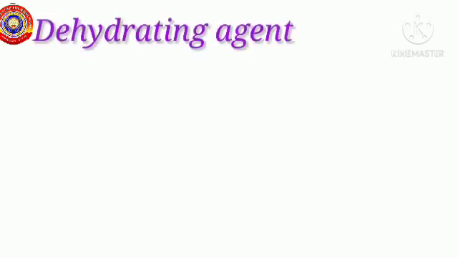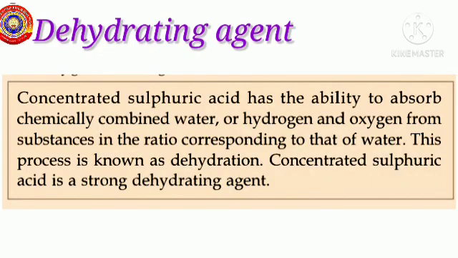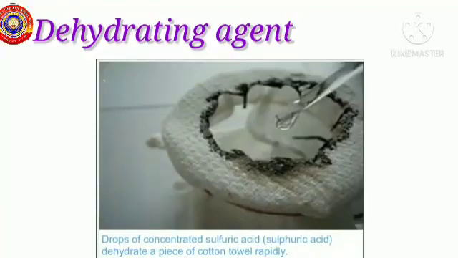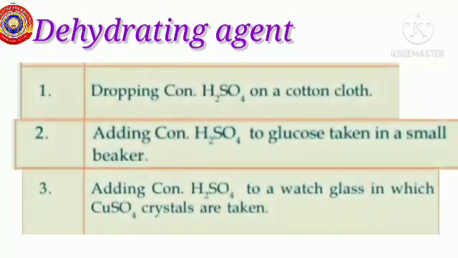Let's move on to the next chemical property. Concentrated sulfuric acid has the ability to absorb the water molecules present in a substance. Hence, it acts as a strong dehydrating agent. The word hydrated refers to the presence of water. Dehydration means removal of water. The following example shows the dehydrating property of concentrated sulfuric acid.